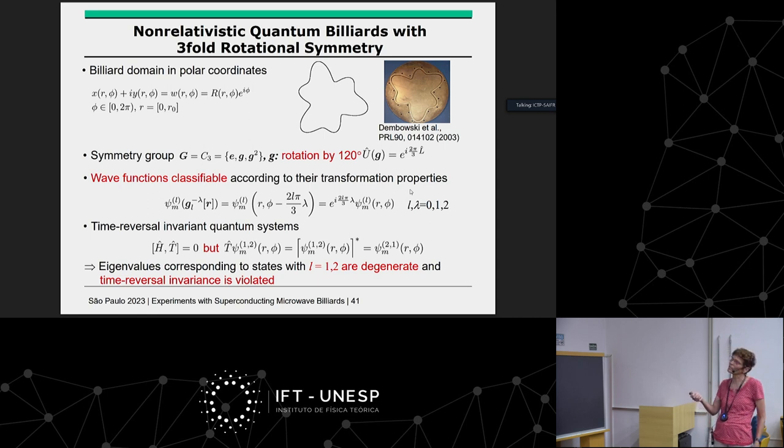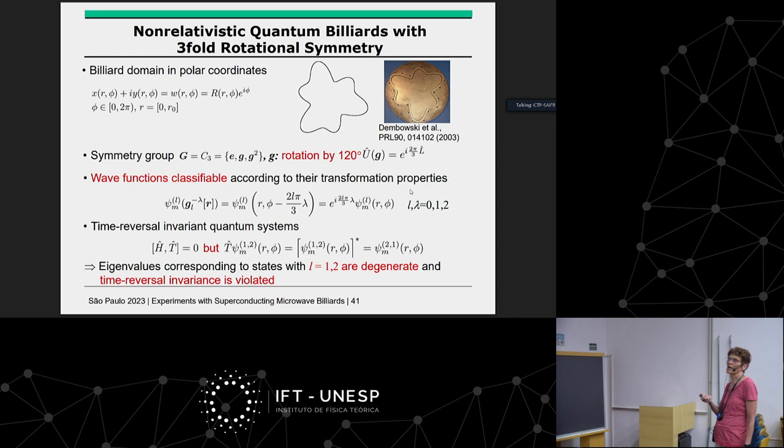This depends on the symmetry class. When it's rotationally invariant, which corresponds to L equal to 0, then you get a real wave function, which is time reversal invariant. When you take L equal to 1 or 2, then you will get complex wave functions. Even though the system as a whole is time reversal invariant, you then get complex wave functions. And when you apply the time reversal operator to them, these are not time reversal invariant.